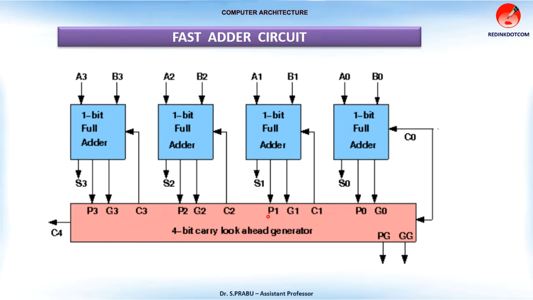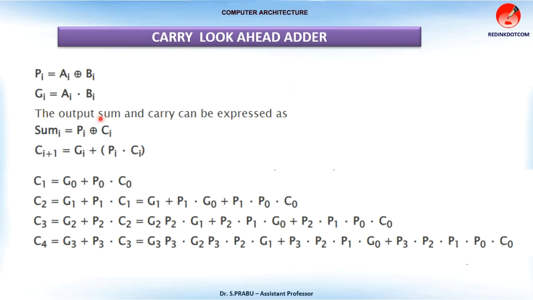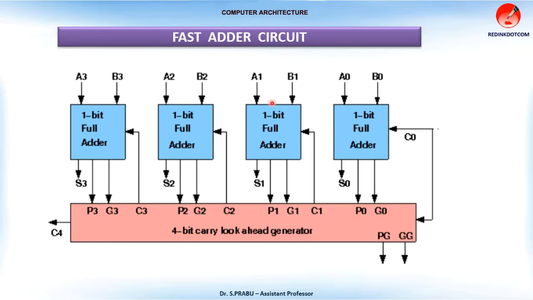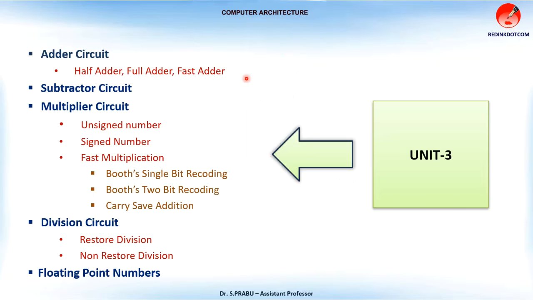So in this circuit, there is no carry propagation. So the adder operation can be executed without delay. So this circuit is called a fast adder circuit. In the examination, you should derive this expression for designing this fast adder circuit. In part B questions, these three topics can be asked: designing either a half adder, full adder or fast adder.